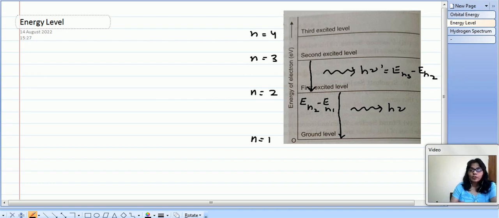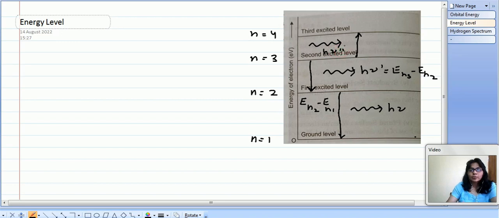And in the opposite way, if an electron goes from the ground level to the excited level, that is the reverse process. If some energy is supplied, then by absorbing this energy, the electron can go from one state to another state. It means it is going from a lower energy level to a higher energy level by absorbing some energy. Let us say it is h nu double dash. So this is the absorption spectrum.